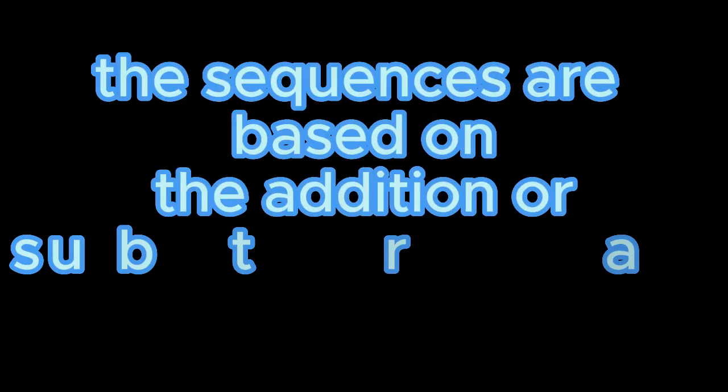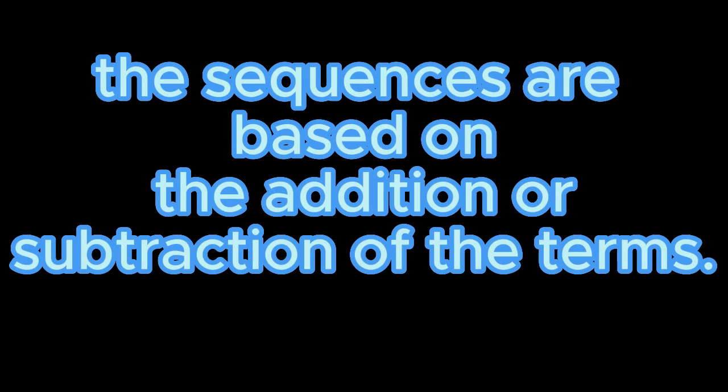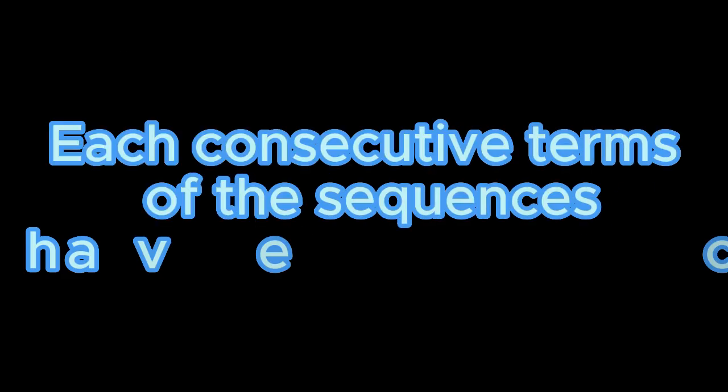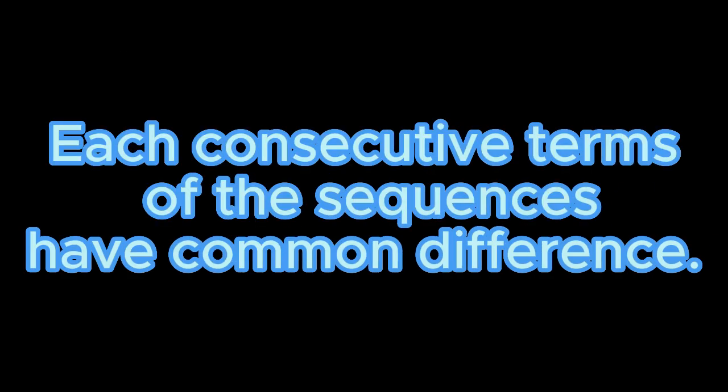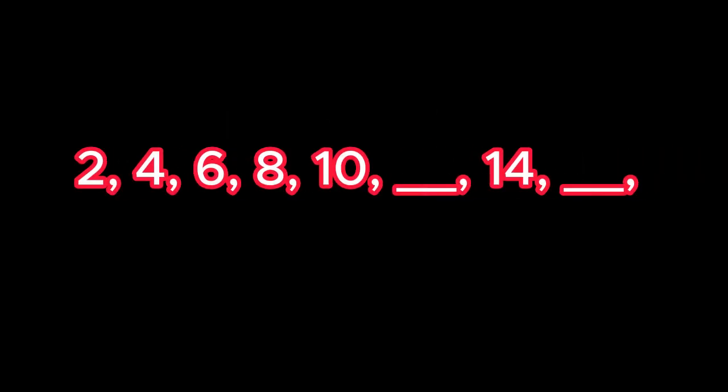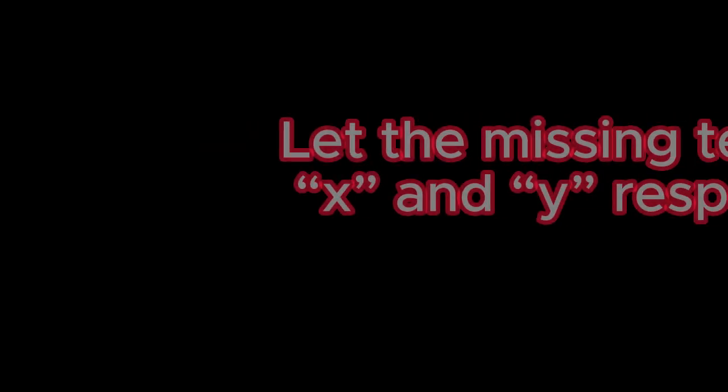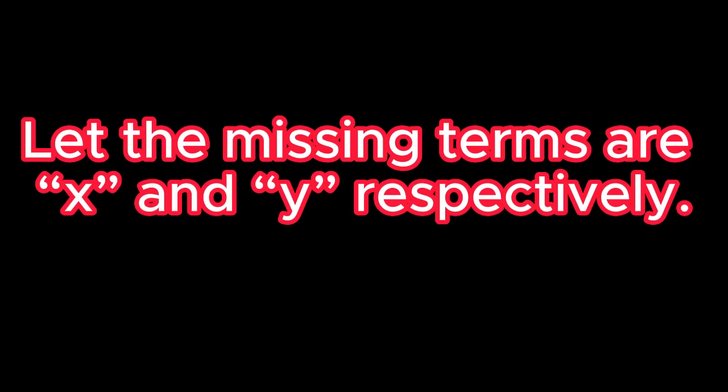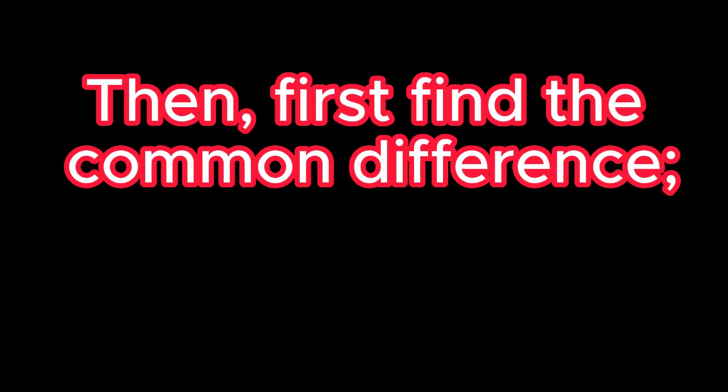An arithmetic pattern is also known as the algebraic pattern. The sequences are based on the addition or subtraction of the terms. Each consecutive term of the sequence has a common difference. Example: 2, 4, 6, 8, 10, _, 14, then find the missing terms in the pattern. Solution: let the missing terms be x and y, respectively. Then, first find the common difference.